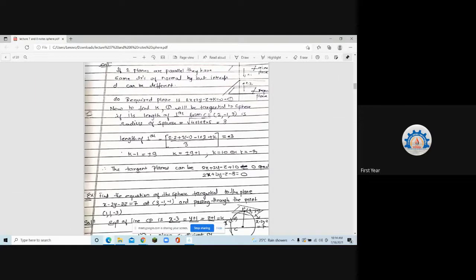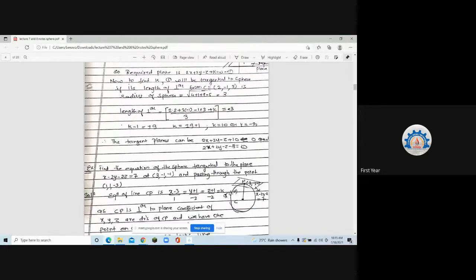Okay? So they can ask you this type of question. What is the plane parallel to 2x plus 2y minus z equal to 0 that can be tangential to the given sphere? So that time you'll have to write the answer as 2x plus 2y minus z plus some constant. And if they have given the specific constant, you'll have to compare the length of perpendicular with the radius and you'll get the answer. Is it okay?